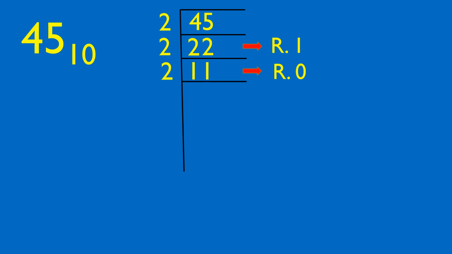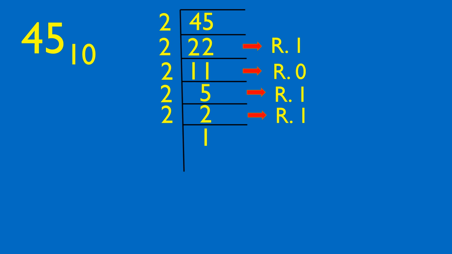So 2 into 11, we have 5. We have a remainder of 1 because 5 times 2 is 10, and what we have there is 11, so 11 minus 10 is 1. So the remainder is 1. Then 2 into 5, we have 2, and we have a remaining 1 because 2 times 2 is 4, but what we have there is 5. So 5 minus 4 is equal to 1, and that's where the remainder is.